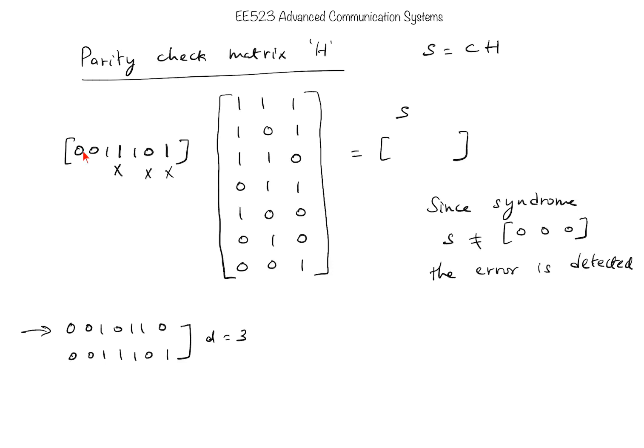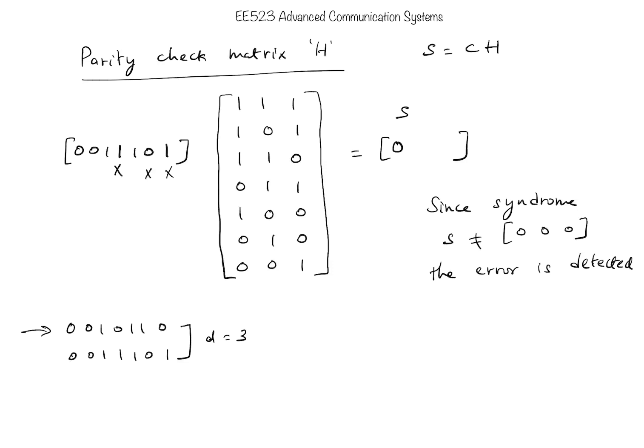So let's compute. 0 into 1 is 0, 0 into 1 is 0, 1 into 1 is 1, 1 into 0 is 0, 1 into 1 is 1, so that's another one. So 2, 0 into 0 is 0, and 1 into 0 is 0. So the total we got is 2, and 2 modulo 2 is 0. So the first bit of the syndrome is 0.